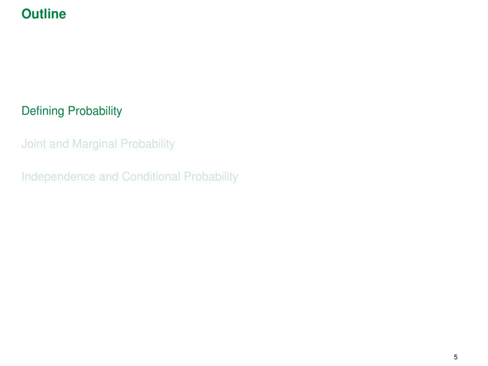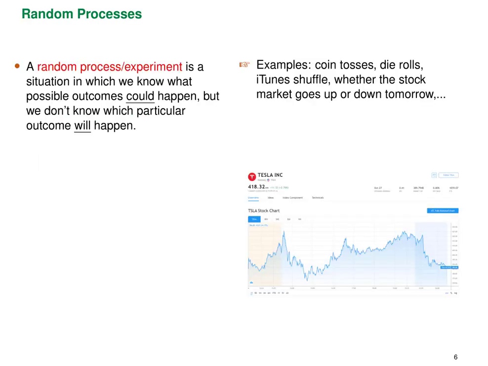In this part of the lecture, we're going to introduce some basic concepts about probability. What is probability? Probability is essentially the language to describe uncertainty. We use probability to quantify random events. A random process or a random experiment is a situation in which we know what possible outcomes could happen, but we don't know for sure which particular outcome will happen.